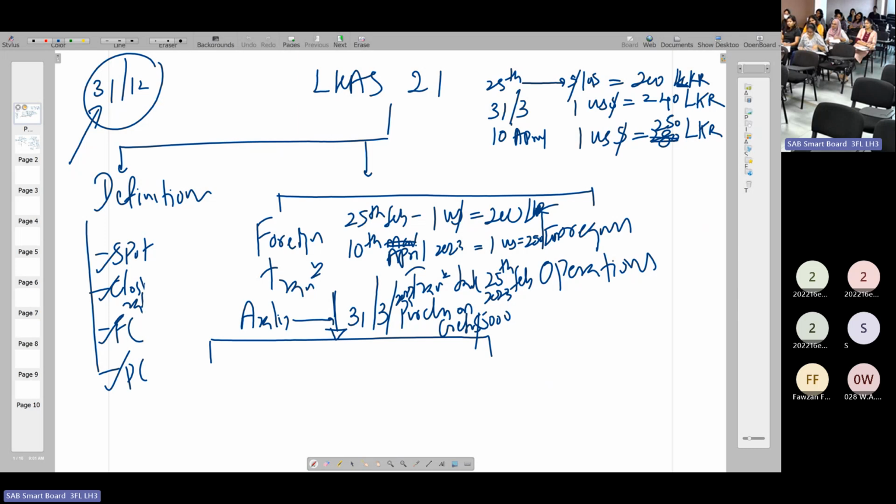We'll take the debtor side. We'll sell something and settlement before the reporting date, right?